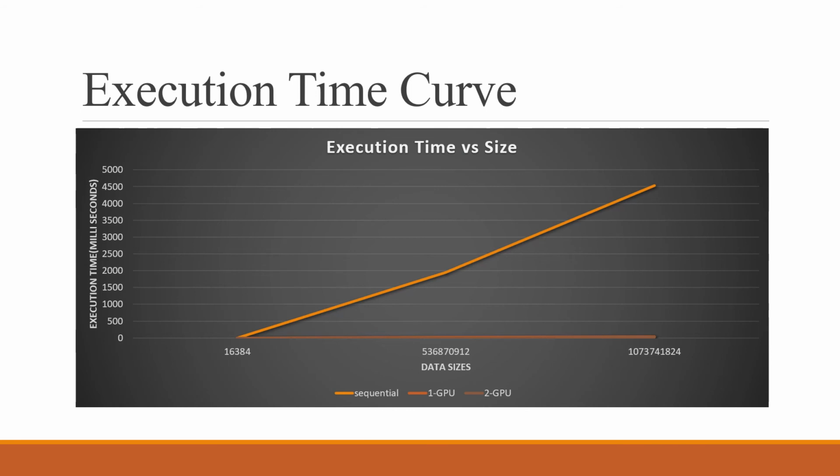Looking at the execution time curve for 1 GPU and 2 GPU, the timings are nearly the same, and the difference between each column's execution time is like 500 milliseconds. You won't see much deviation between those two lines, but the sequential line is very deviated, and it takes so much time whenever I increase the problem size.